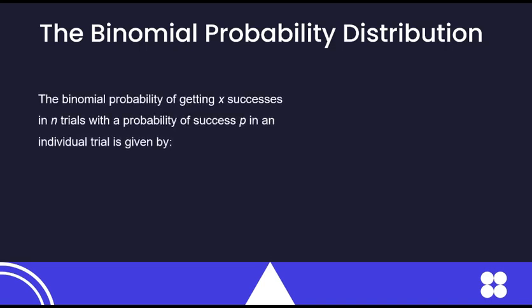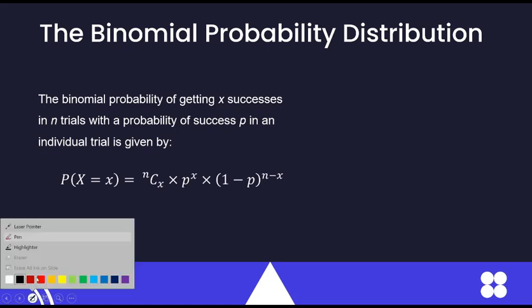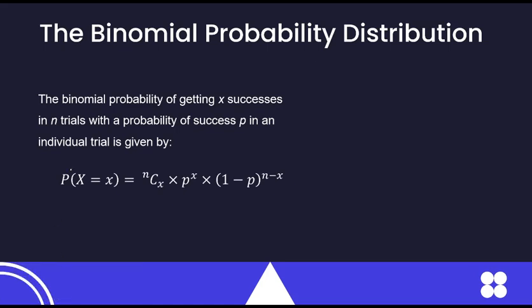The binomial probability of getting x successes in n trials, with a probability of success p in an individual trial, is given by nCx p to the power x and (1 minus p) to the power n minus x. So this is the main formula for the binomial distribution.